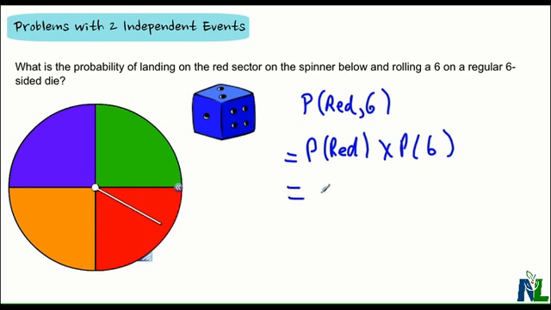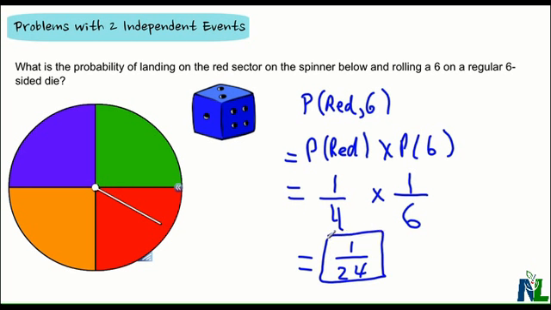So I have 4 equal sectors and 1 red sector. So the probability of spinning a red is 1 out of 4. I have 6 numbers on a die, so 6 total outcomes, and 1 favorable outcome, rolling the 6. So 1 over 4 times 1 over 6 is 1 over 24. Okay, so that's my probability of those two events occurring.